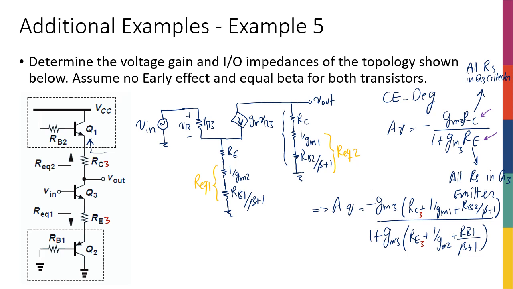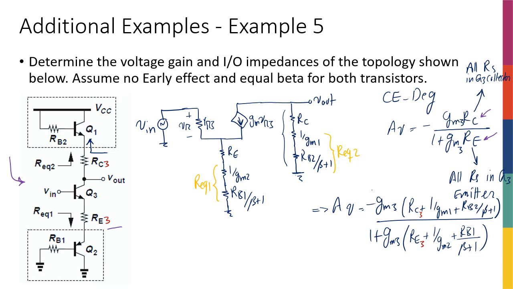So a circuit might look this complicated, but in reality, it's just a simple common emitter with a couple of extra resistors, and if you do enough practice questions, you're going to be able to see that. You really didn't need this entire small signal circuit to write these equations, because all I did was use the equation for the common emitter with degeneration. I replaced RC with this RC3 plus whatever I see looking up, which is 1 over gm plus these guys divided by beta plus 1. Looking down, I had RE plus 1 over gm2 plus RB1 divided by beta plus 1.